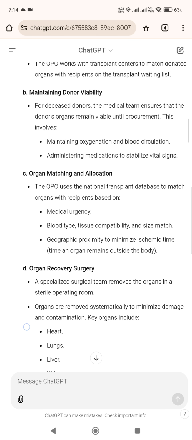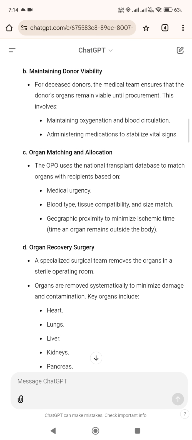B. Maintaining donor viability. For deceased donors, the medical team ensures that the donor's organs remain viable until procurement. This involves maintaining oxygenation and blood circulation, administering medications to stabilize vital signs.